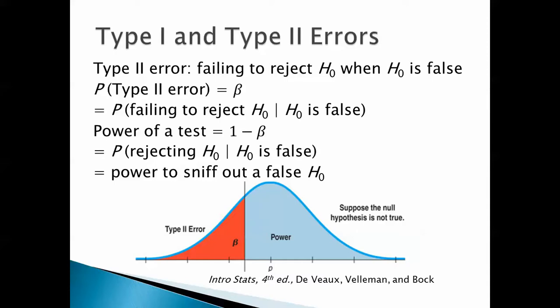The power of a test is 1 minus that. So again, beta is the probability of failing to reject H0 when it's false. 1 minus that is the probability of rejecting H0 when H0 is false. That's what we want to do. We want to reject H0 when H0 is false. We call that the power of the test. So again, it's the probability that we reject the null hypothesis when that null hypothesis is false. It's like the power to sniff out a false null hypothesis. In the context of the problem, that would be the probability of concluding that P is greater than 0.0036, given that P really is greater than 0.0036.